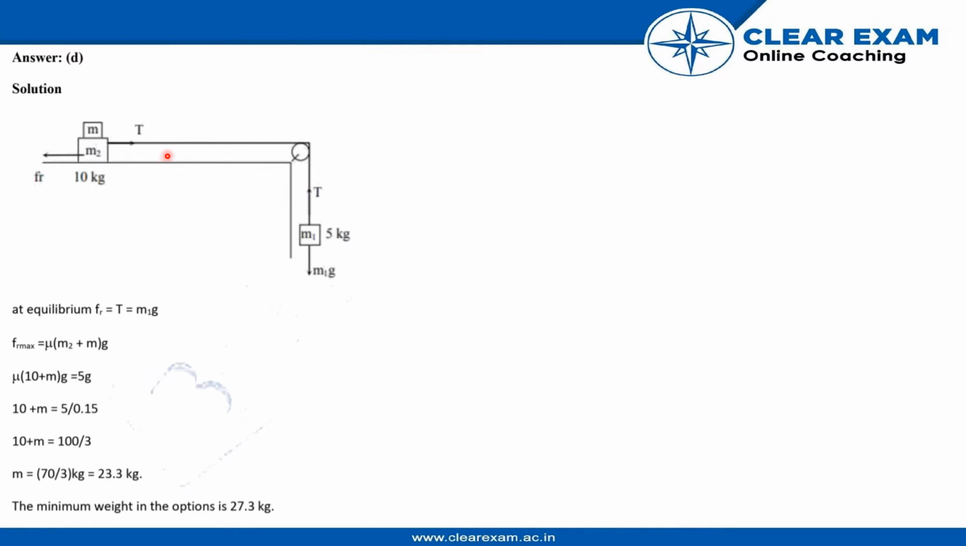In the solution, assuming that the objects are in equilibrium, that means Fr, the force applied here, is equal to T. The same force would be present in this string, that is tension is equal to the gravitational force applied on this object, right? So at equilibrium, Fr would be equal to this gravitational force.